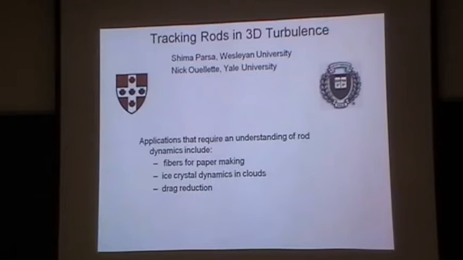And rods are often used for drag reduction. Polymers give a slightly larger effect for drag reduction, but rods have the big advantage that you can filter them out of the flow afterwards. So people are interested just with mechanical filters rather than having to use something chemical. And so people are interested in understanding the motion of rods in turbulence as a drag reduction mechanism.